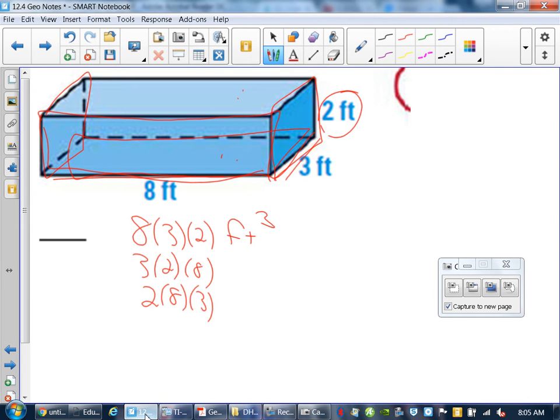Okay? Now, a real easy way to remember this. How many vowels are in the word volume? Three. How many A's are in the word area? Two.